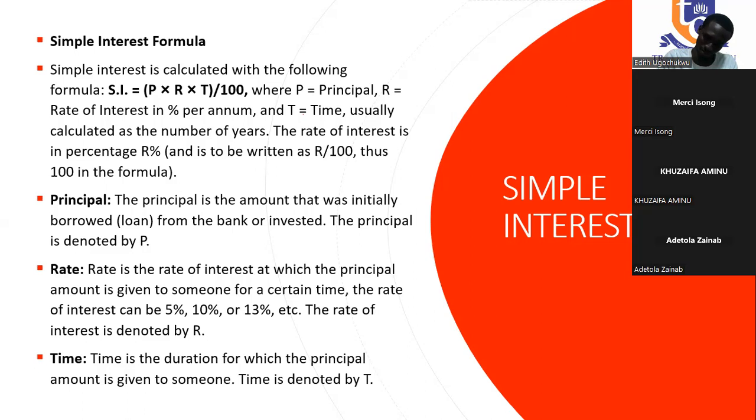That's the future value, while your P, the principal sum, is your present value. Please take note: your P is the sum of money I am putting in an account, or the sum of money I'm taking as a loan. So if I'm taking 50,000 naira as a loan from the bank, 50,000 is my what? Principal. And if I am to pay in total 60,000 naira back to the bank, 60,000 naira is my what? Amount. So take note of that.